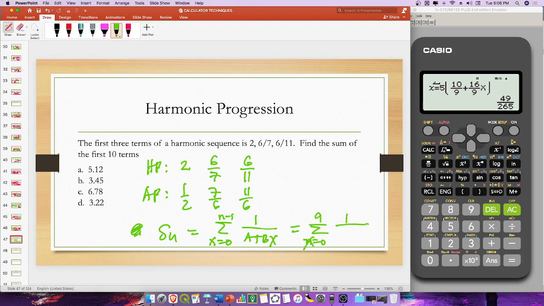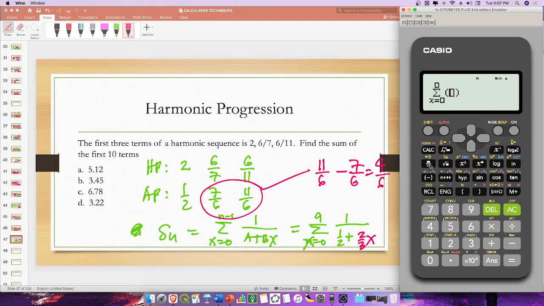1 over. So let's input the values here. 1 half is the first term in arithmetic progression, plus the common difference. So we will need to solve the common difference. Let's just solve it here: 11 over 6 minus 7 over 6. That's 4 over 6, or 2/3. Let's say 2/3 x. Then input that in your calculator. Input the summation of 1 over 1 half plus 2/3 x. Take note, the sum here is now the sum of your harmonic progression with values from 0 up to 9, since we are going to solve for the sum of the first 10 terms. That's 5.12, so that is letter A.